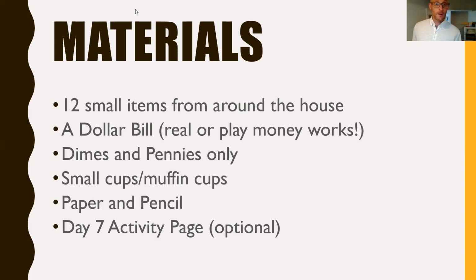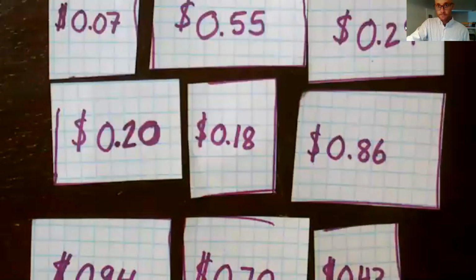That works too. You also need dimes and pennies, which we have in those nice little change cups, paper and pencil, and the day 7 activity page, which is optional. I'll show you how to make that. And maybe if you saved those price tags from last week, you won't even have to make it. But I'll show you how to remind you of the numbers that you need to make for our activity page today, in case you threw those out.